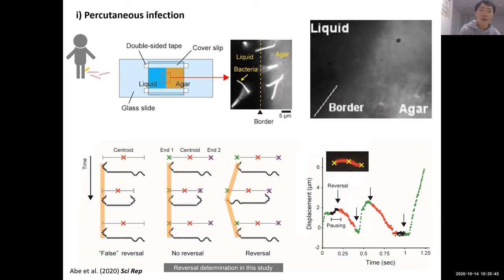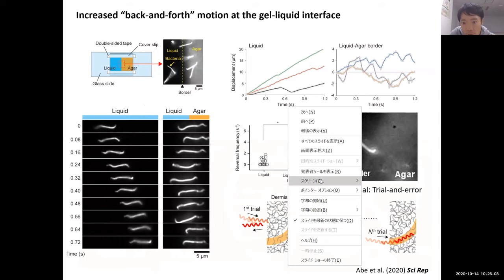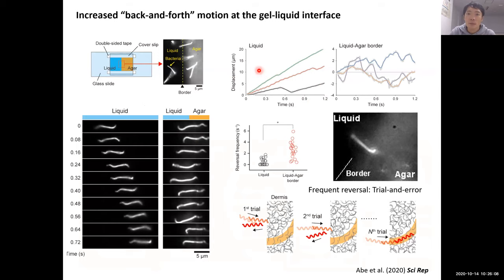We measure such behavior using this methodology, and we determined three points simultaneously, tracing the movement like this. So this is the result in the rigid phase. Sometimes the spirochetes change direction. However, basically they smoothly move in one direction. However, at the interface of the rigid phase and agar, they change direction frequently like this.